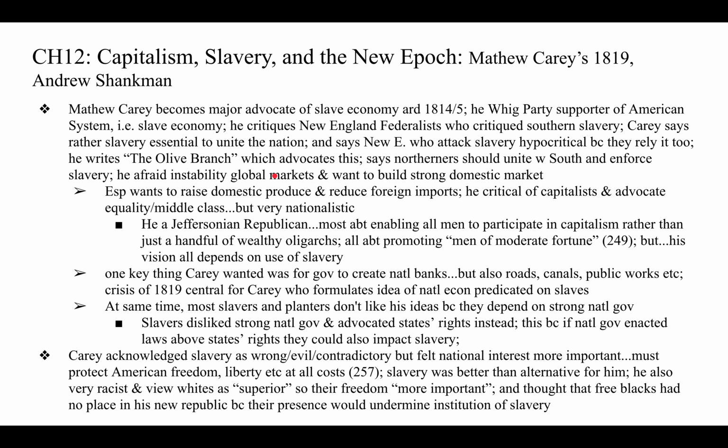Chapter 12 is called Capitalism, Slavery, and the New Epoch, Matthew Carey's 1819 by Andrew Shankman. Matthew Carey was a major advocate of the slave economy, and he critiqued the New England Federalists who critiqued Southern slavery. Carey said that slavery was essential to unite the nation. And he attacked the New England Federalists as being hypocritical because they relied on slavery too. He wrote a publication called The Olive Branch, in which he advocated his ideas.